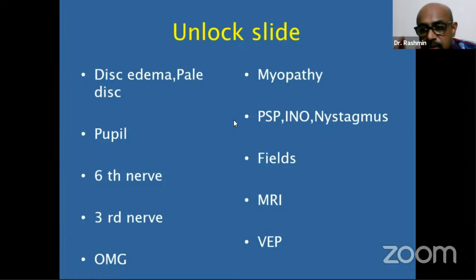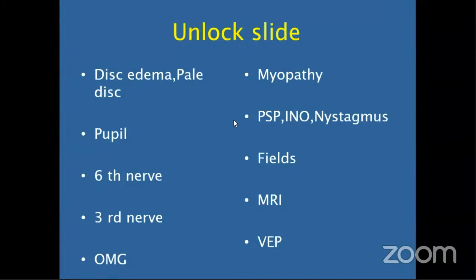In myopathy, if you're looking at a younger female, most probable diagnosis is CPEO. If you're looking at an older person, probable diagnosis is myotonic dystrophy. These are the two common myopathies which will be asked in your OSCE. PSP, ionostagmus, these are uncommon, but if they're asked, then you can score there because there is no confusion in the diagnosis. What is PSP? Progressive supranuclear palsy. Very good.